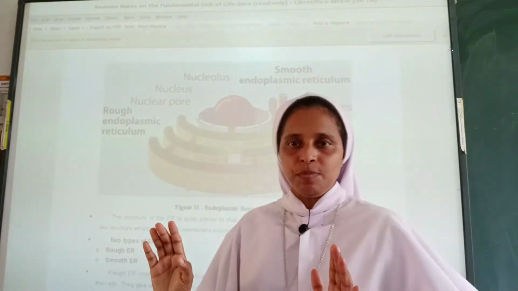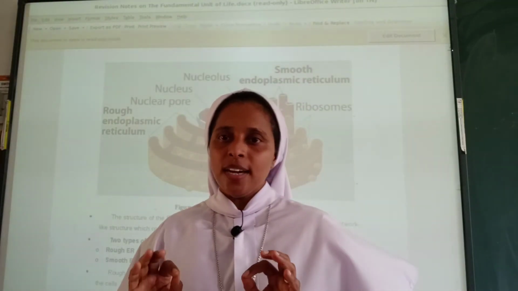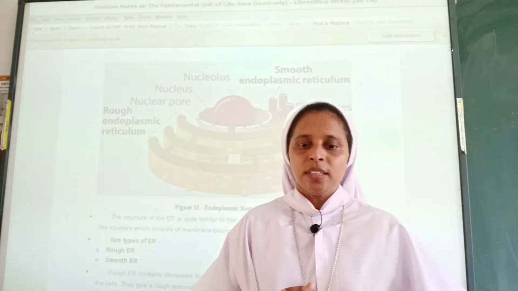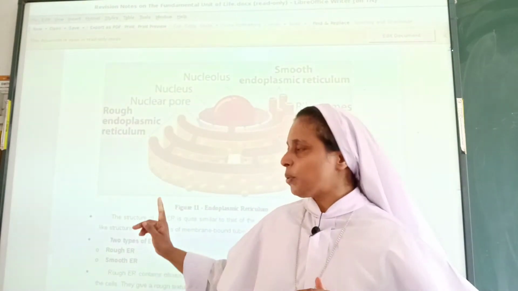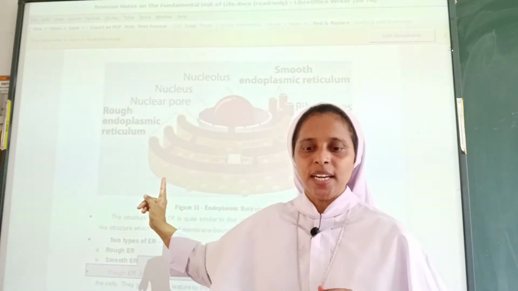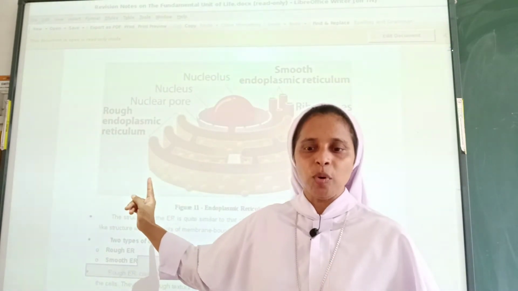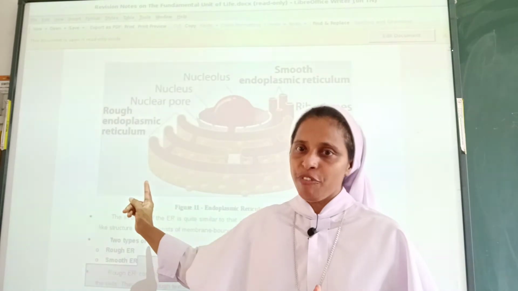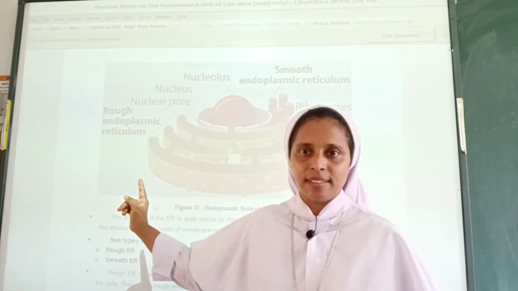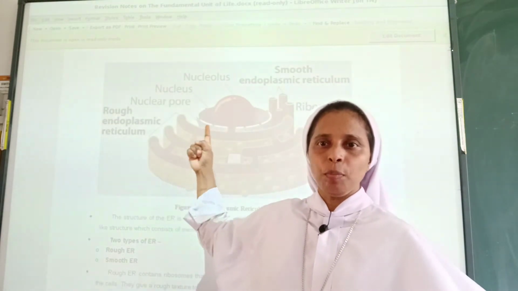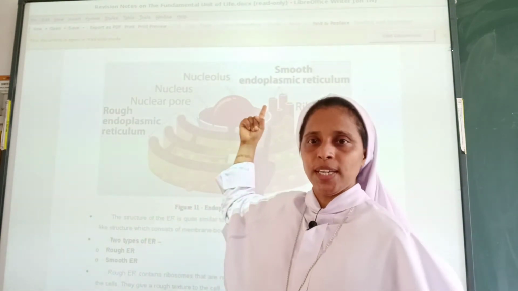So there are two types of endoplasmic reticulum. What are they? Rough endoplasmic reticulum as well as smooth endoplasmic reticulum. Rough endoplasmic reticulum, as you can see here in the image, contains ribosomes. What is the function of ribosomes? What is the responsibility of the ribosomes? Manufacturing of proteins inside the cell. That is the main function of the ribosomes. And the smooth endoplasmic reticulum, you can see here in the image.